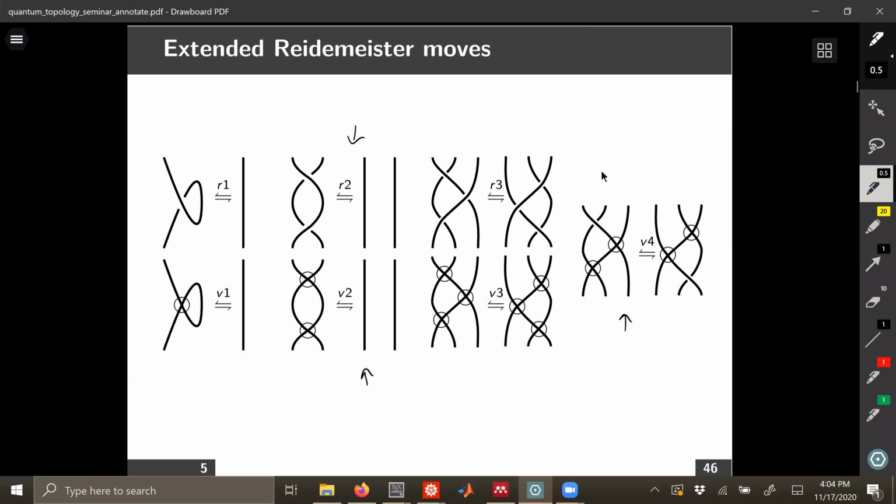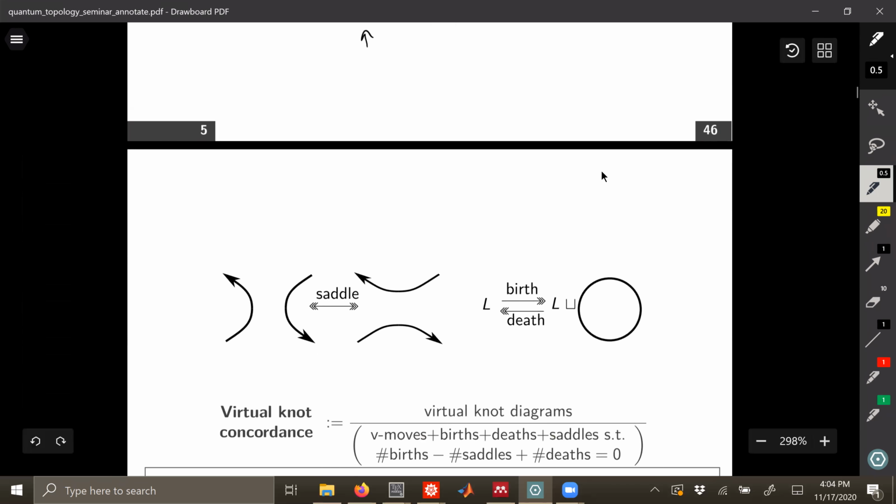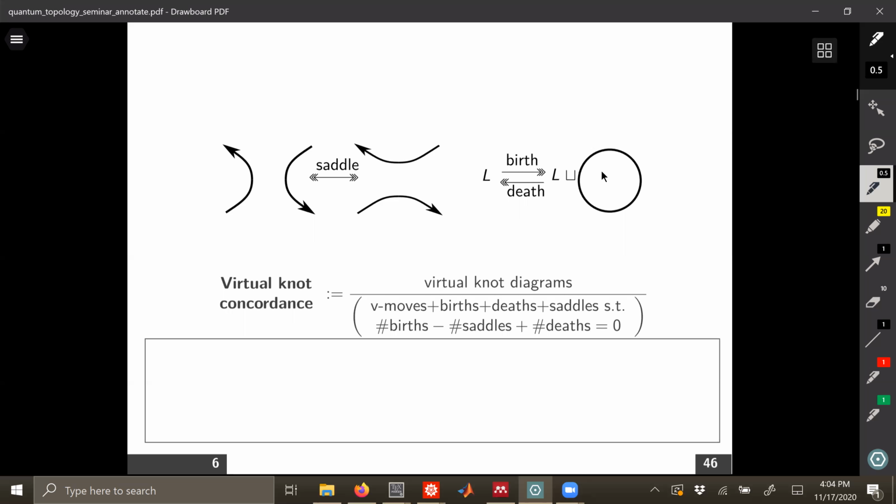All right, so to get virtual concordance, as in the definition of Turaev, we need to add some additional moves. So we have saddles, and we also have births and deaths. You want to think of these as an annulus that goes between the two knots. If you have a Morse function in this thickened 3-manifold, then these tell you what happens as you pass through different types of critical points. So births and deaths correspond to local maxes and local mins, and saddle points correspond to saddles, just like you have in calculus, right?